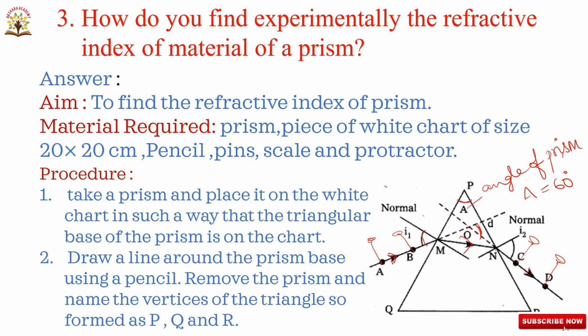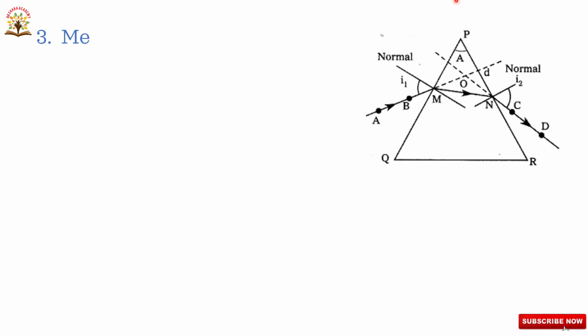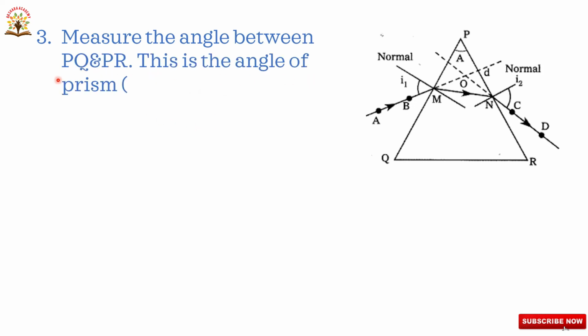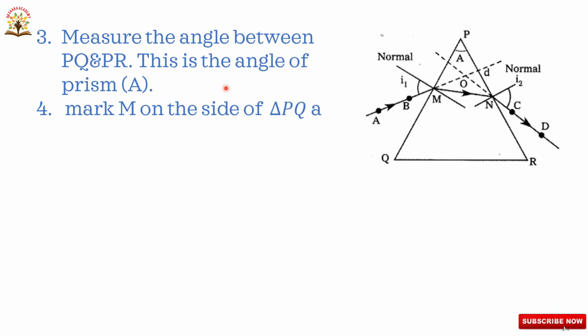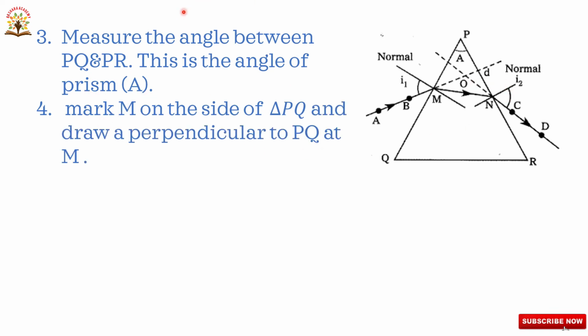Okay, next go to the third point. See this picture. The third point is to measure the angle between PQ and PR. This is the angle of prism A. So here in this picture, A denotes the angle of prism, the angle between the two sides, PQ and PR. So this is the angle of prism.